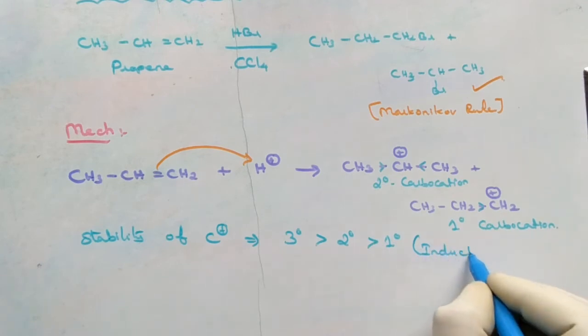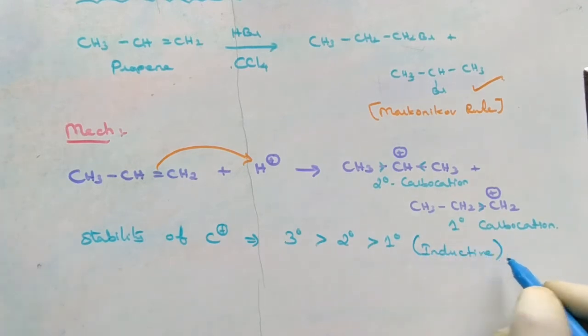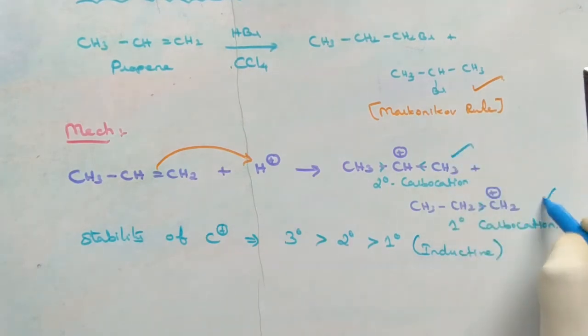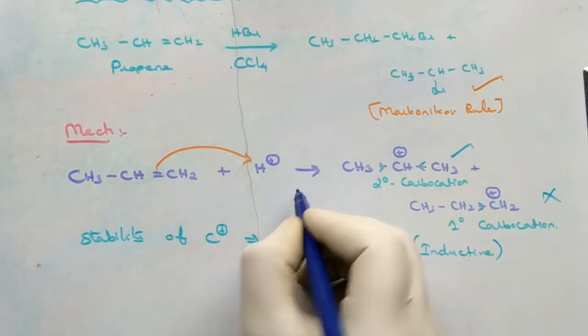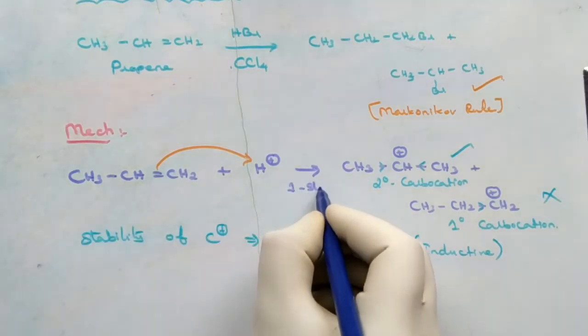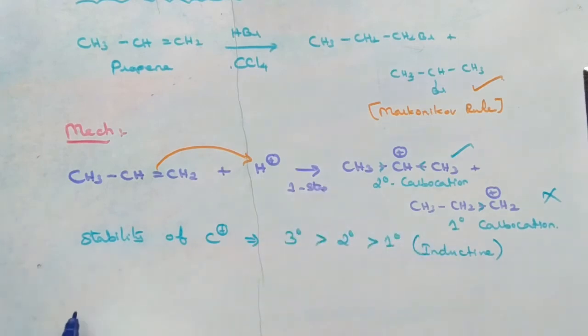Inductive effect is nothing but the CH3 groups donating their electrons. Due to that, the carbocation will be stabilized for more time. So the secondary carbocation is more stable. So the possible carbocation in this reaction is the secondary carbocation, not the primary carbocation. So this is the first step.